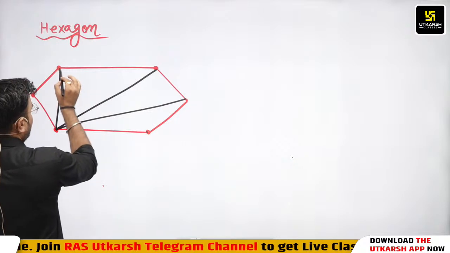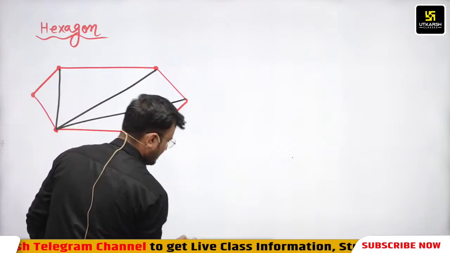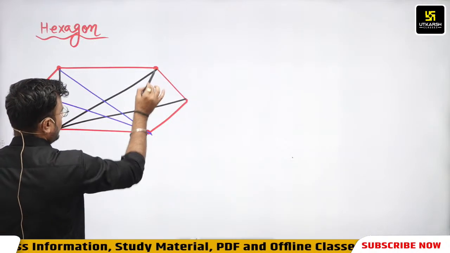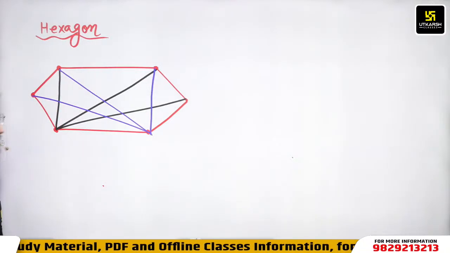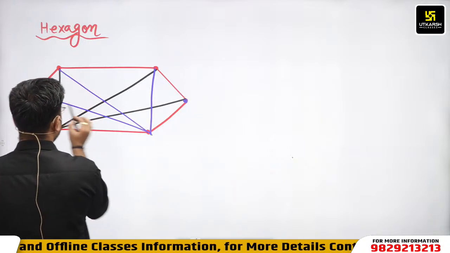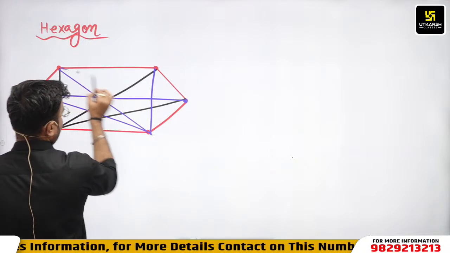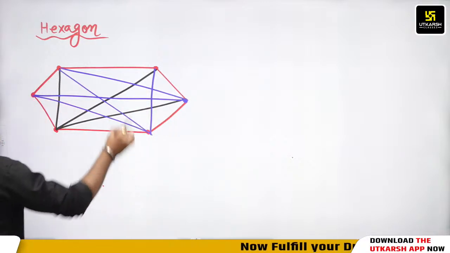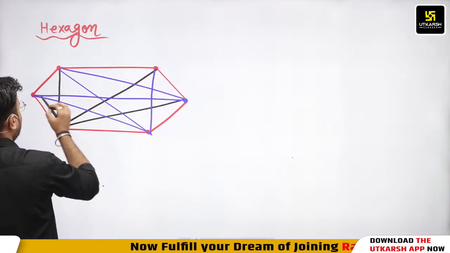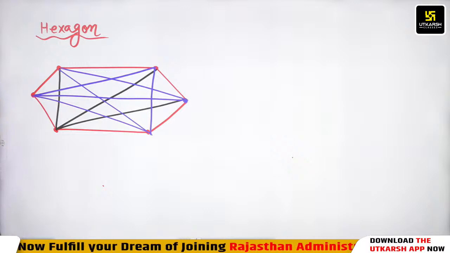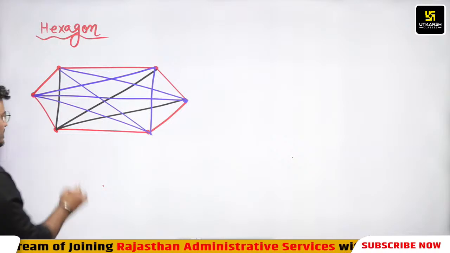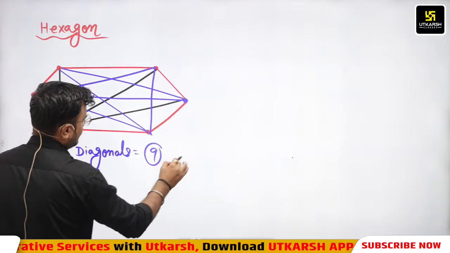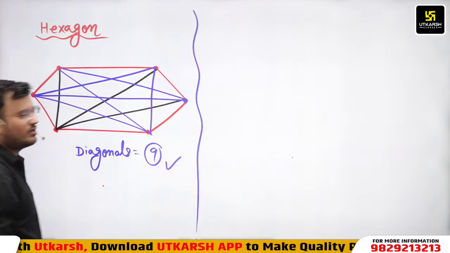Now from this one, using a different color, 4, 5th and 6th diagonal. Okay, 6 diagonals. Now from this, 7, 8, and this one we already drew. And now from this, first, second, and this one is also already drawn. Now all the diagonals we have found. So total how many diagonals are there? Total 9 diagonals are there. So in a hexagon, total 9 diagonals are there.